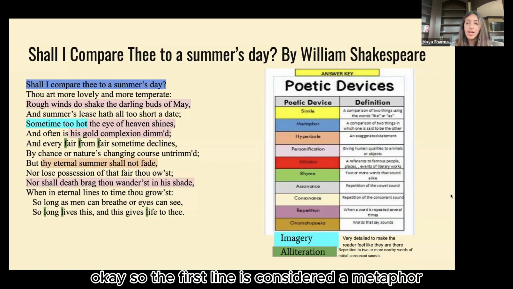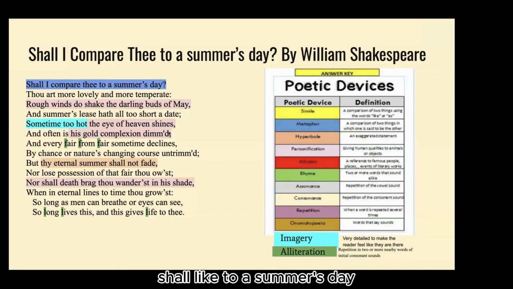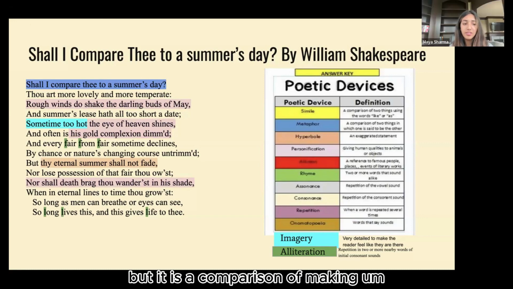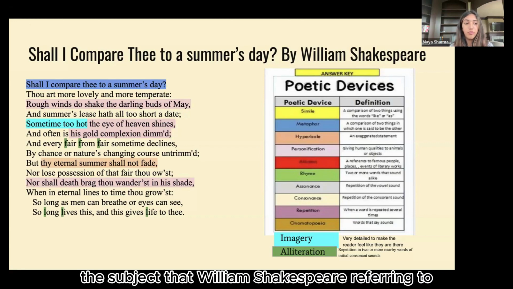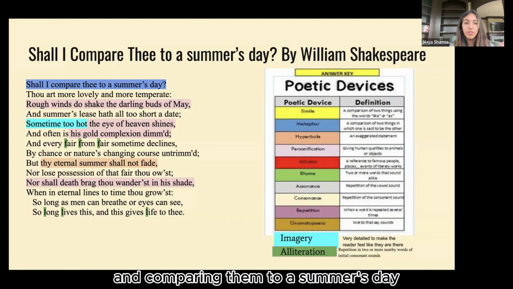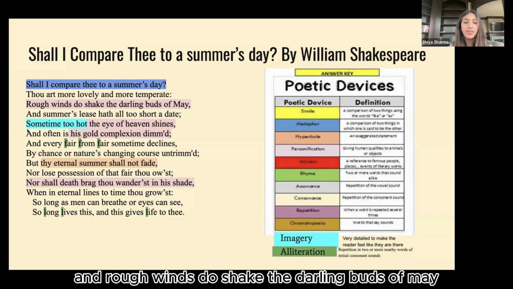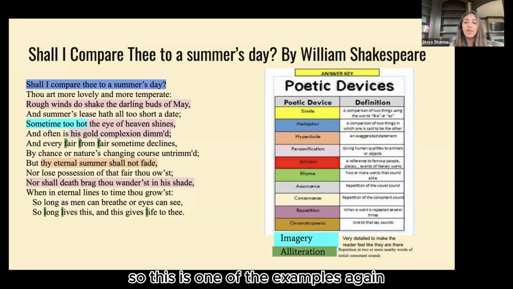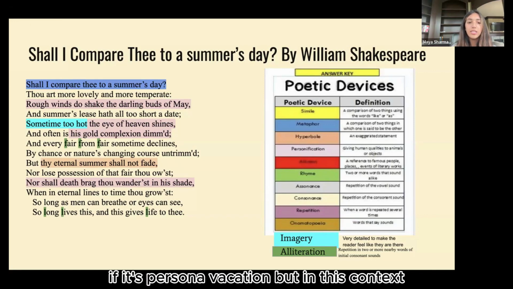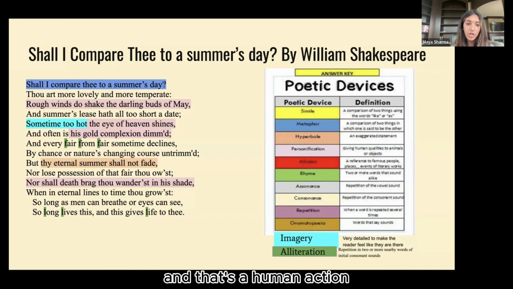Okay, so the first line is considered a metaphor. Shall I compare thee to a summer's day? So it's kind of a question, but it is a comparison of making the subject that William Shakespeare's referring to and comparing them to a summer's day. So next we have personification in rough winds do shake the darling buds of May. So this is one of the examples again where it gets a little confusing if it's personification, but in this context it is because the darling buds are shaking and that's a human action.